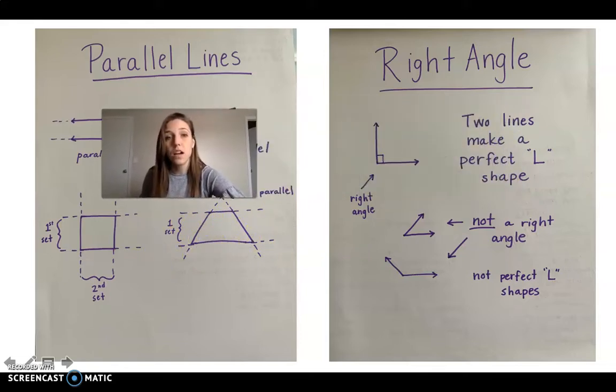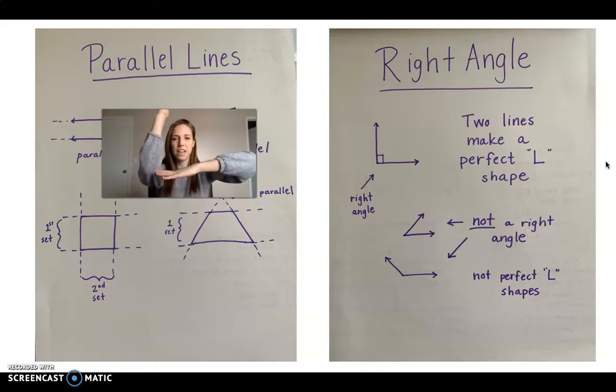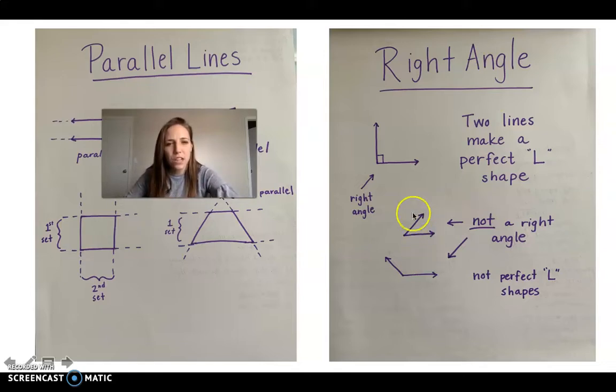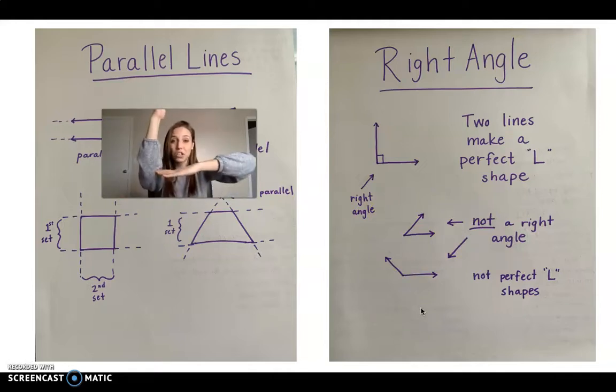Another thing that I want to point out is right angle. If you remember from our triangle lesson, we learned about Robbie Right Triangle. He has one right angle. That means there's an angle that makes a perfect L shape. That's a right angle. These two angles that I drew down here would not be perfect right angles, because they don't make that perfect L shape.